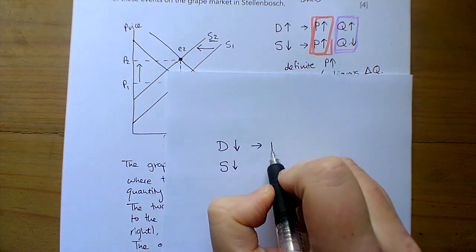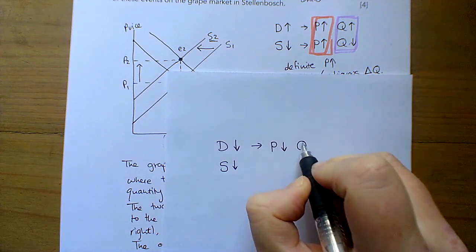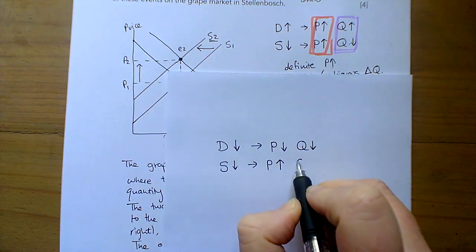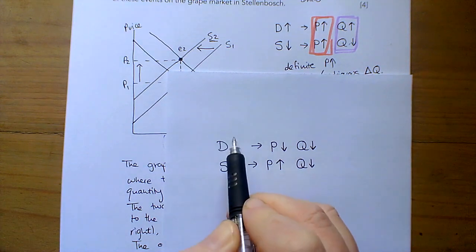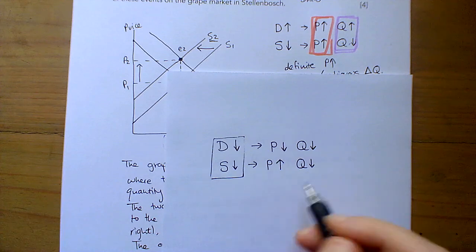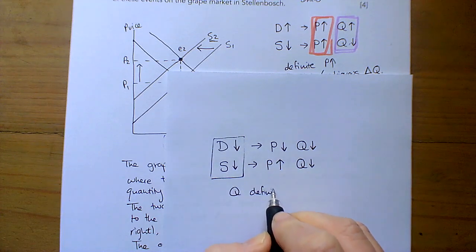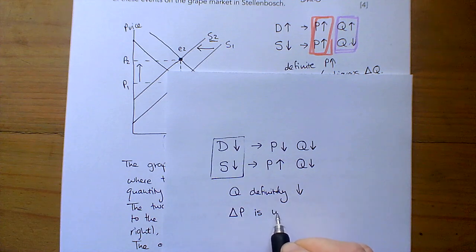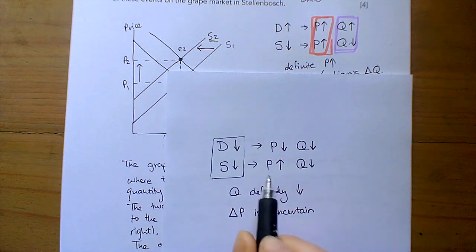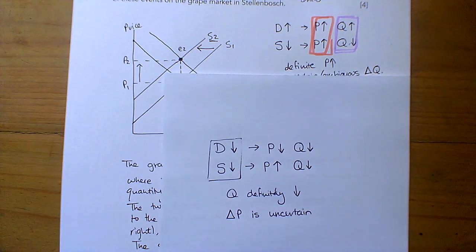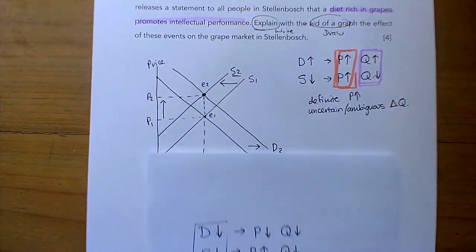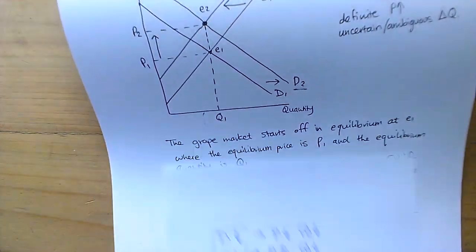A demand decrease would pull the price down and it would bring quantity down. A supply decrease would pull price up and it would bring quantity down. And so if these two things happen at the same time, we would say quantity definitely falls, but the change in price would be uncertain, because these two events pull price in opposite directions. Okay, so that's how you would approach a question with two events happening simultaneously, how you would draw the graph, and then the sort of explanation that you could give for that question.